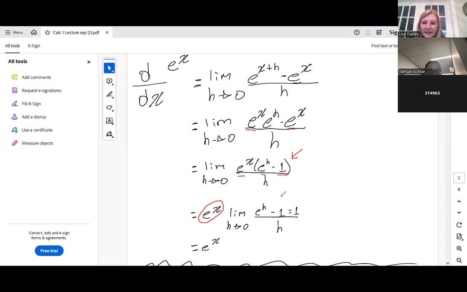And that e to the h here, anything to the exponent 0 equals 1. So I think that's what he's trying to tell you here, is that if we put e to the h to the exponent 0, it would be 1 minus 1 there.